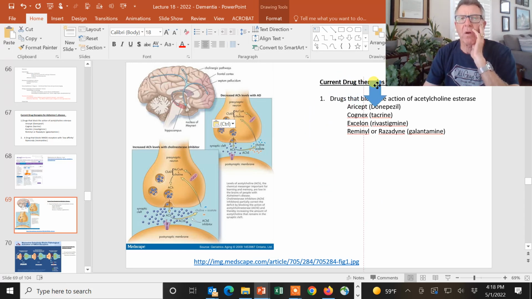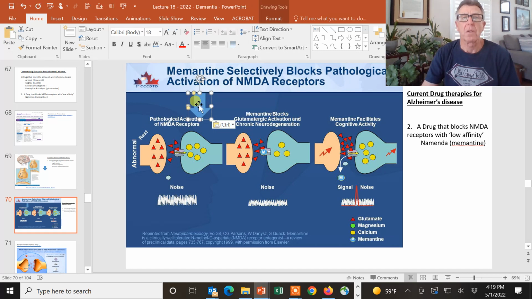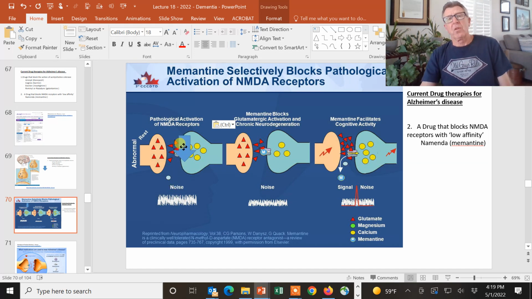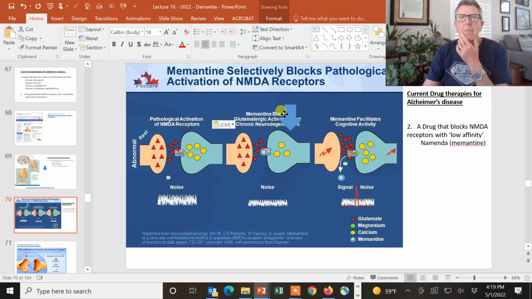And then these are the drugs that are the current market of acetylcholine esterase inhibitors. Awesome, okay? This is the other one, okay? This right here is Namenda, also the drug name, also known as memantine, okay? So the idea is there's too much glutamate being released in an inappropriate fashion in the Alzheimer's brain, and you can't pick out the signal from the noise, and it could be excitotoxic, okay? So the idea is that we're going to give you this low affinity NMDA receptor antagonist called memantine, okay?